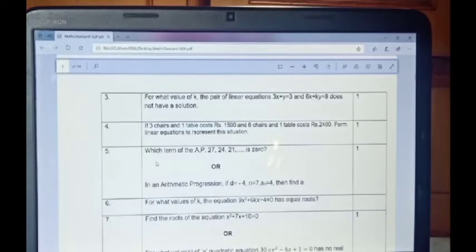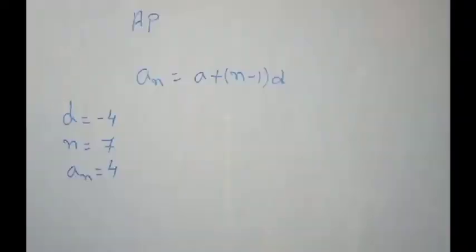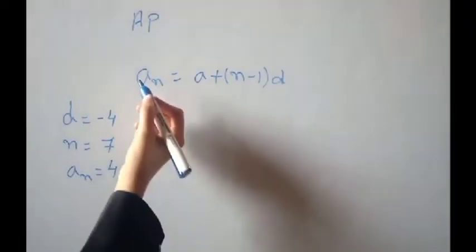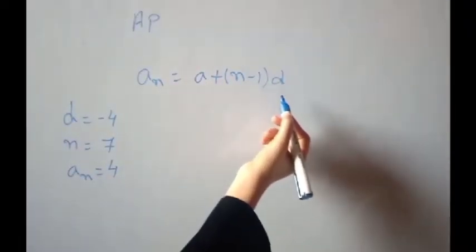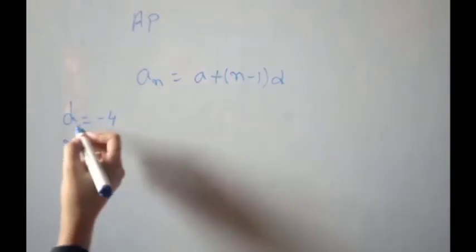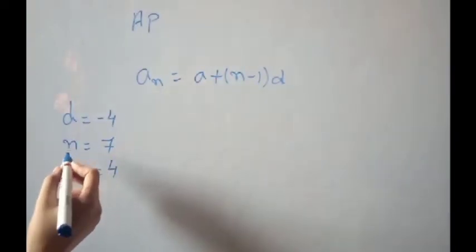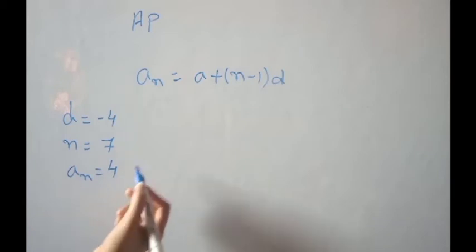If in an arithmetic progression D is equal to minus 4, N is equal to 7, An is equal to 4, then find the value of A. So here we have to find A. So their question is given arithmetic progression. They have given A value, An value, N value, D value. We have to find A value. So if it is in AP, we know the formula An is equal to A plus n minus 1 into D. D is given minus 4, N is given 7, An is given 4.